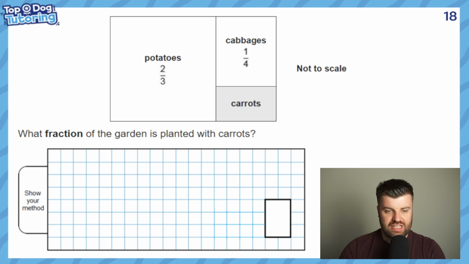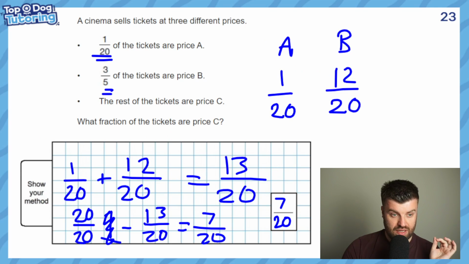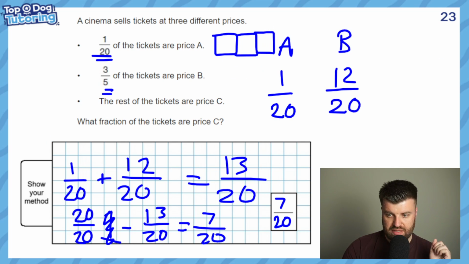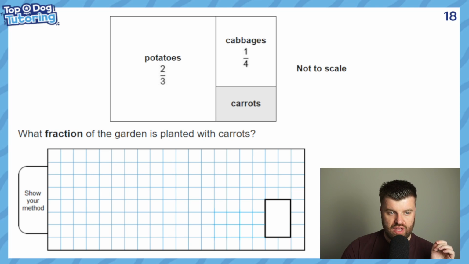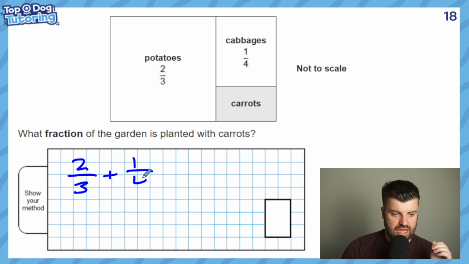What fraction of the garden is planted with carrots? This is the exact same question as just now. You're given one chunk in a fraction, another chunk in a fraction, and asked what's left with different denominators. That's exactly what's happened here. You've got 2/3 in a chunk. You've got 1/4 in a chunk. And you've got some carrots. I'm going to put C in a chunk equals 1 whole. And you need to work out what the carrots are.